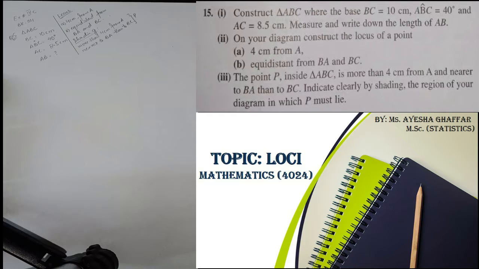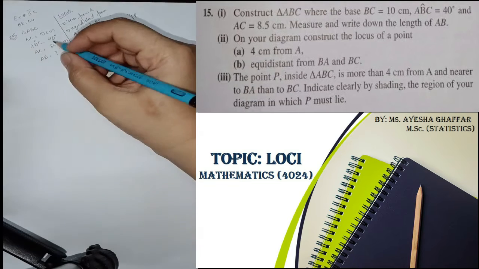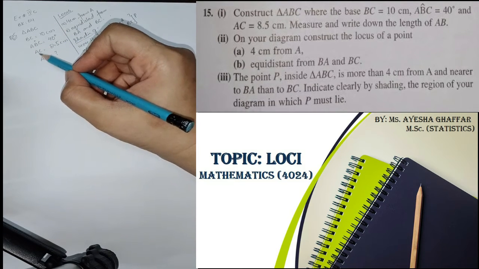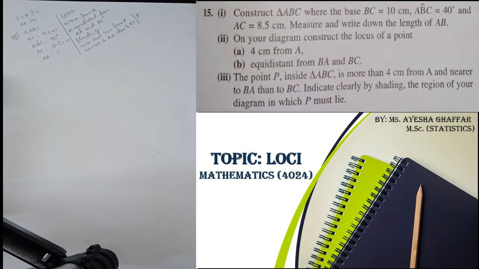It's question number 15 of exercise 4C, book 4, addendum. The topic is loci. According to the question, the first part is construct triangle ABC where the base BC is 10 centimeter, angle B is 40 degree, and AC is 8.5 centimeter. Measure and write down the length of AB. So first we will construct this triangle.